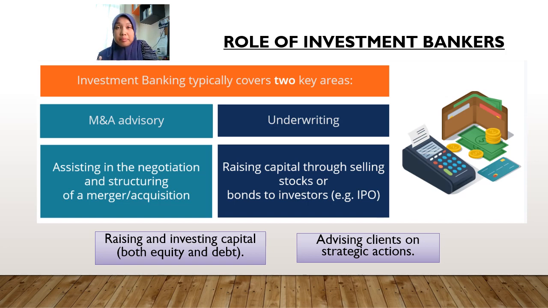I give you an example. If we look at the commercial bank, the function of a commercial bank is giving loans, offering savings accounts, fixed deposit accounts, and so on. But an investment bank does not offer this kind of activities. So what are the roles of an investment bank? An investment bank typically covers two key areas: raising and investing capital, both equity and debt, and also advising clients on strategic actions.